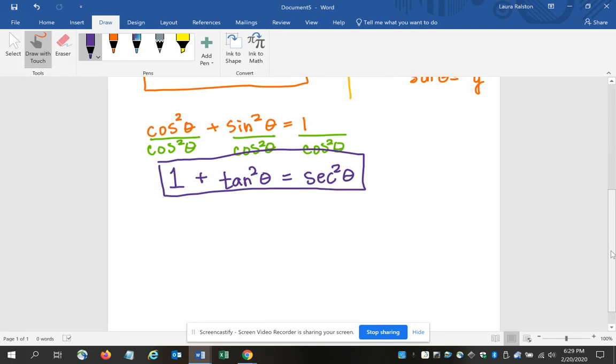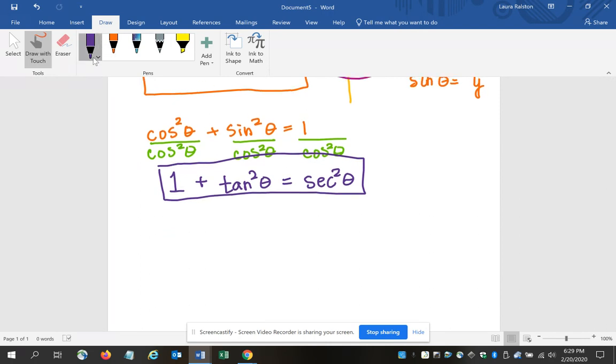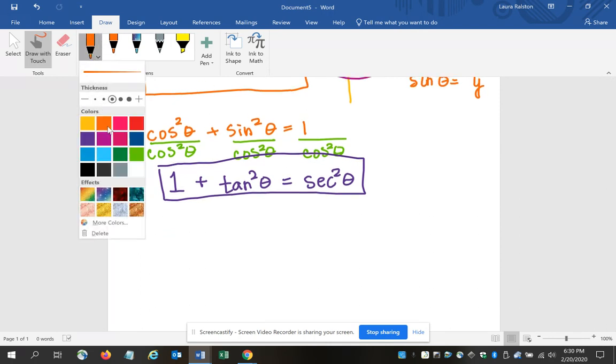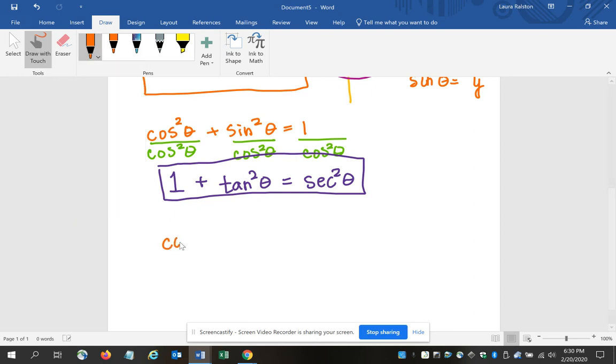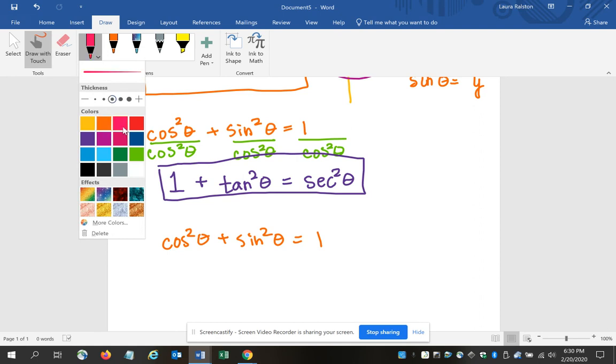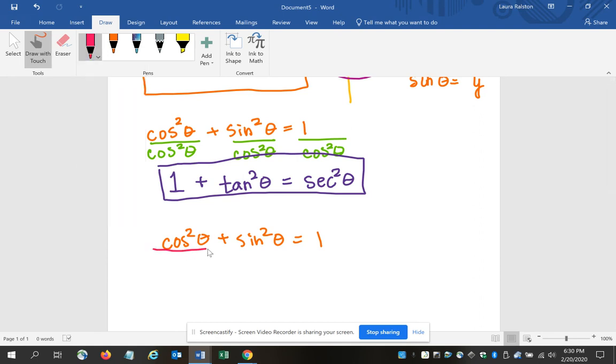Then the third one, again, if you go back to the first original identity, cosine squared theta plus sine squared theta equals 1, this time I'm going to divide everything by sine squared. So I'm going to divide each piece by sine squared.